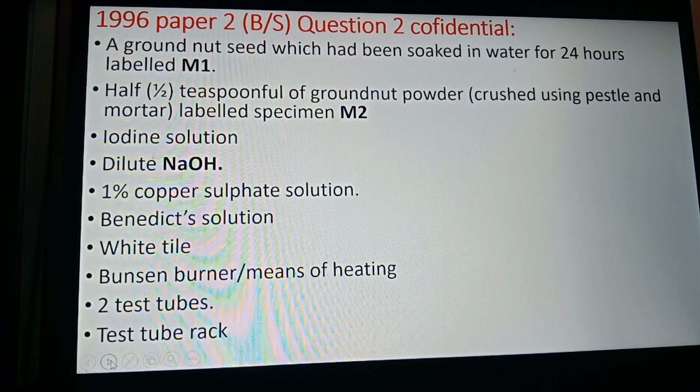Then you have dilute sodium hydroxide, NaOH, 1% copper sulfate solution, Benedict's solution, white tile, Bunsen burner or means of heating, 2 test tubes, and a test tube rack.